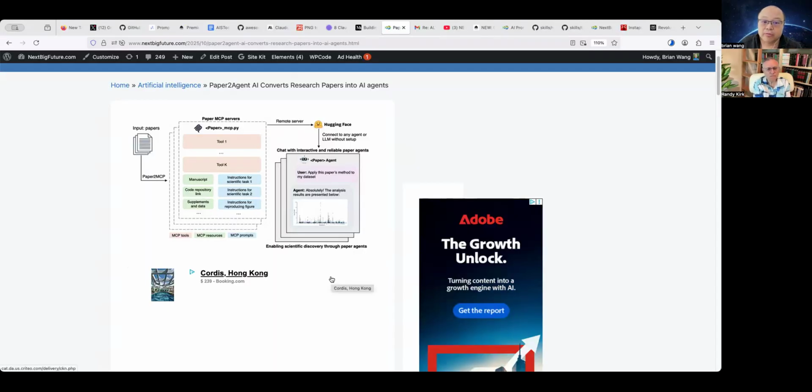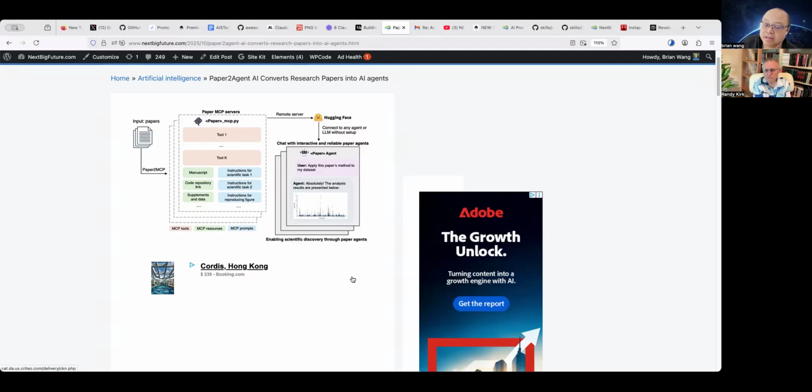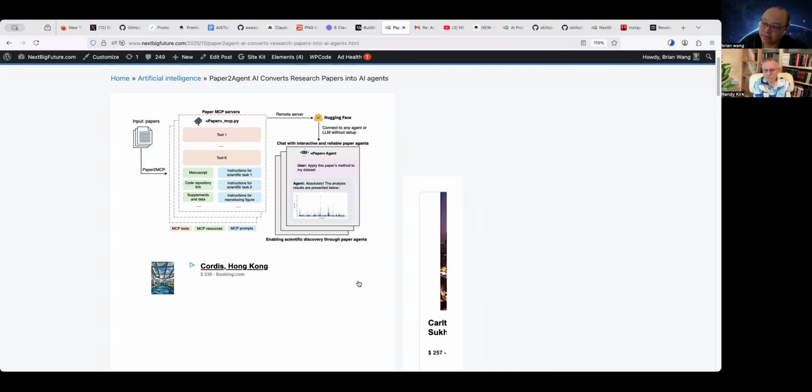There's a scientific research paper called Paper to Agent, which converts research papers into AI agents. So the AI reads the paper and then converts all of the supplemental information with data files, with code, with methodology, and then makes it into a live interactive agent that can answer questions about the paper, makes all the data live, makes them into working programs that again can be queried and interacted with.